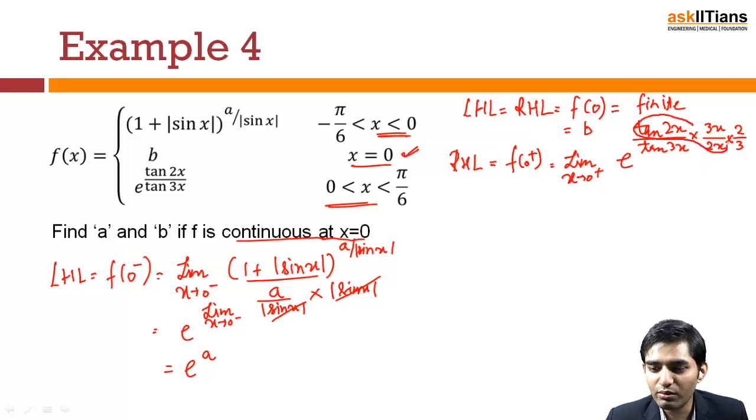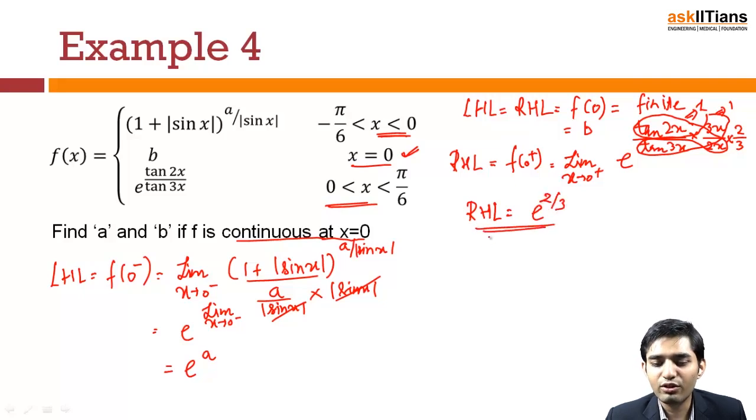Tan 2x by 2x will be 1 and 3x by tan 3x will be 1, because x is tending towards 0. So this limit is 1, this limit is 1. Okay, so basically what will RHL be? RHL will be nothing but e to the power 2 by 3. RHL will be e to the power 2 by 3.